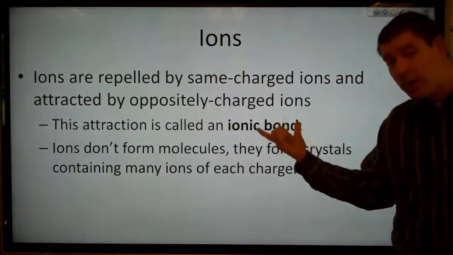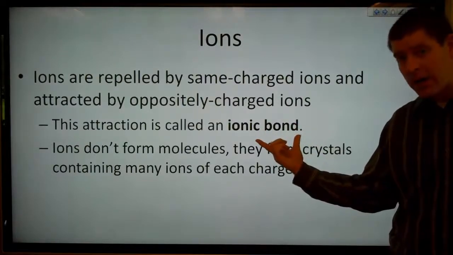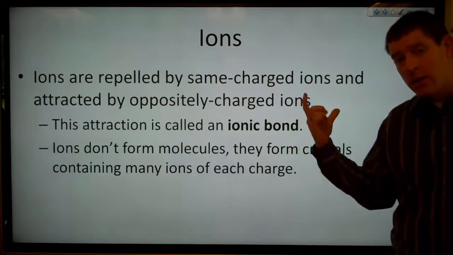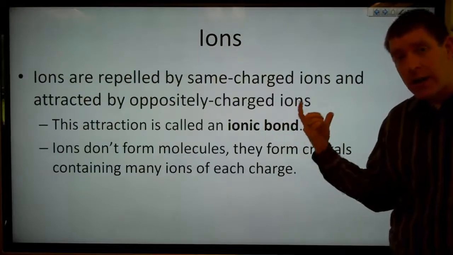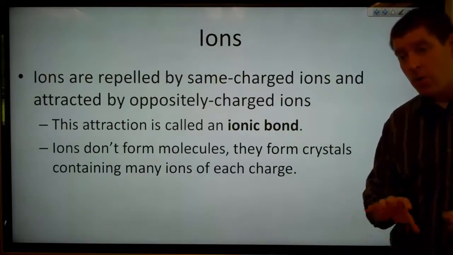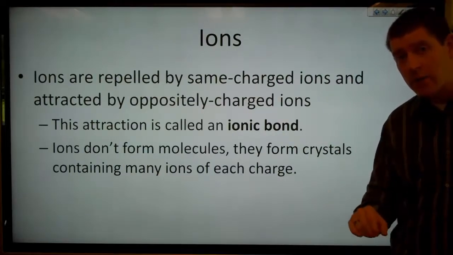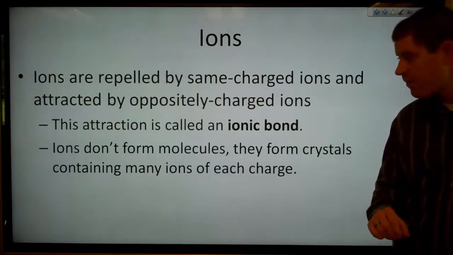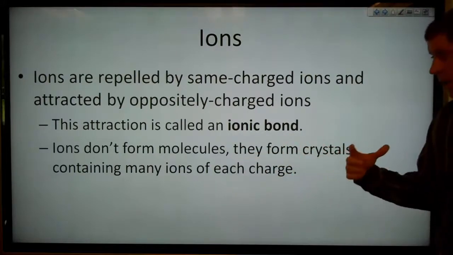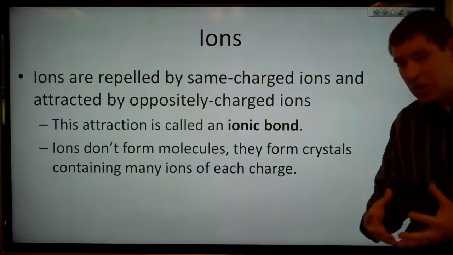This attraction between ions is called an ionic bond. So this is different from a covalent bond. In covalent bonding, the electrons are shared. In ionic bonding, you actually have separate ions. You don't have neutrally charged atoms like you do in the covalent bond. So ions don't form molecules, but they do form crystals that contain many ions of each charge.